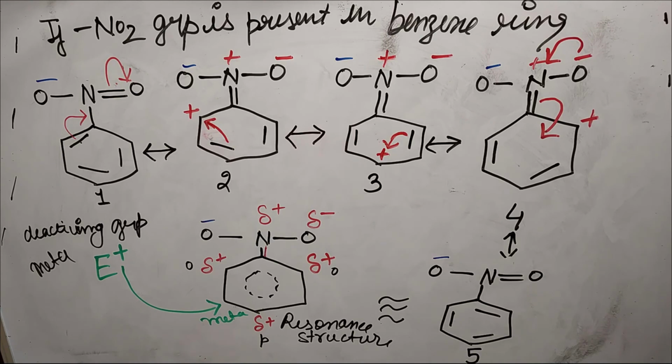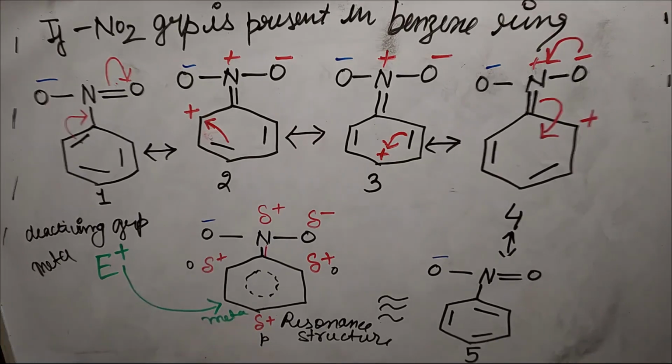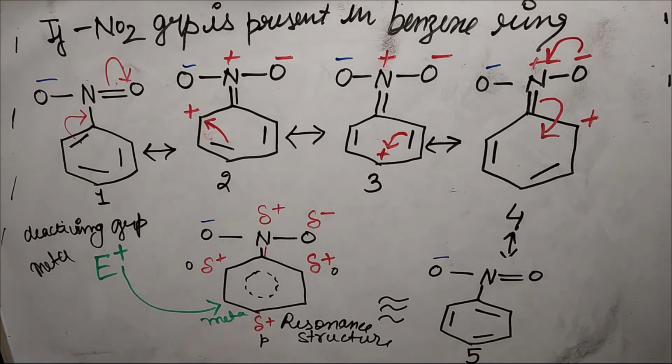So that is why NO2 group is meta-directing group and it is an electron withdrawing group or deactivating group, which is deactivating the ring. It is withdrawing the electron from the benzene ring. Due to the resonance, it tries to stabilize the structure. So that is why you can see by this resonating structure, NO2 group is known as meta-directing group.